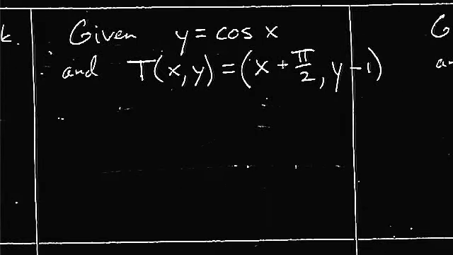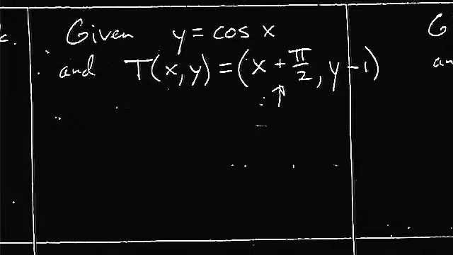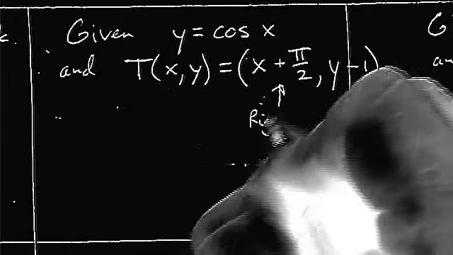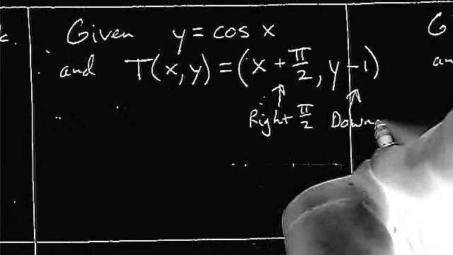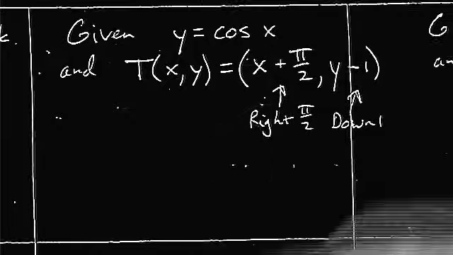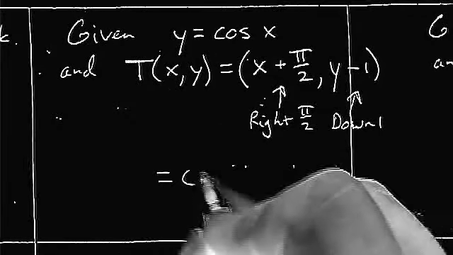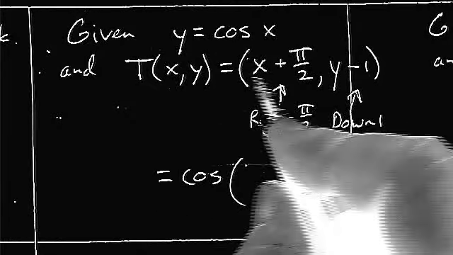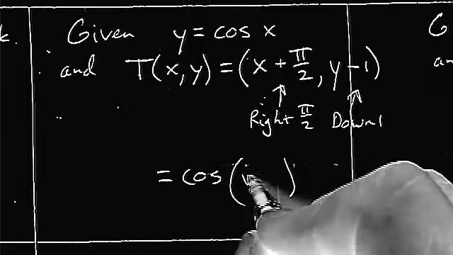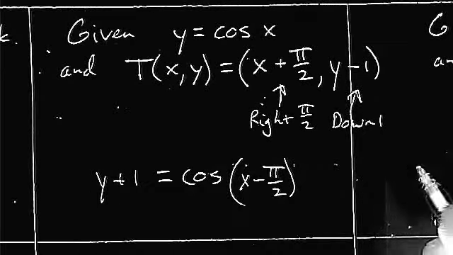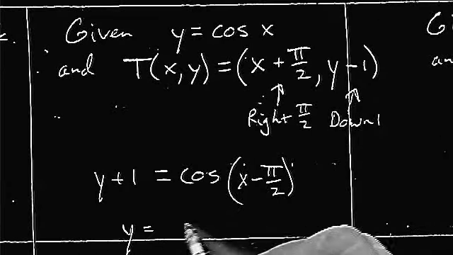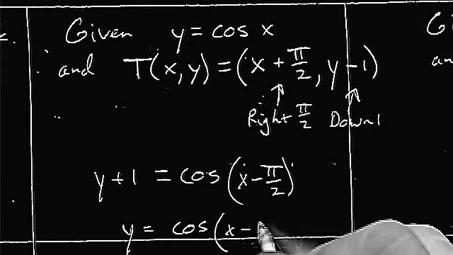Alright, now, given the function y equals cosine x, and here's a translation rule telling me, remember the rule never lies, correct? So that says right pi over 2 and down 1. I should be able to transform this equation. We should be able to do some of the same things we talked about before. Remember what we would replace with x? We would replace x with x minus pi over 2. And what would we replace y with? y plus 1. And then, of course, we would get y by itself, so it would be y equals cosine of x minus pi over 2.